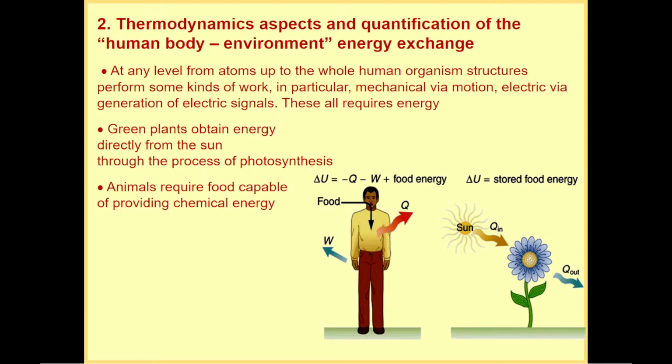All living things require energy to sustain their life processes. Green plants obtain energy directly from the sun through the process of photosynthesis. Organisms such as mushrooms, which don't utilize photosynthesis, as well as animals, require food capable of providing chemical energy. In all cases, living plants and animals operate within the constraints described by thermodynamics.